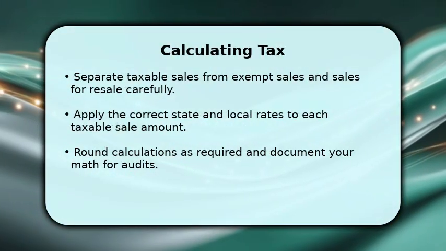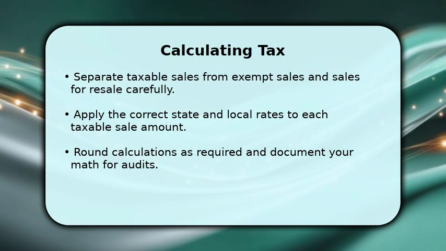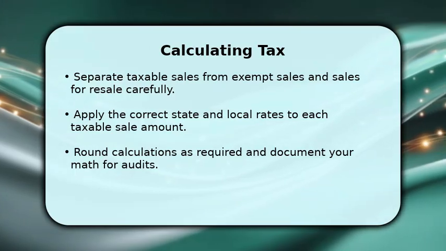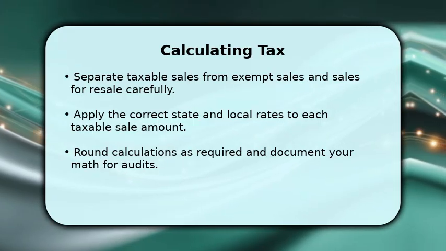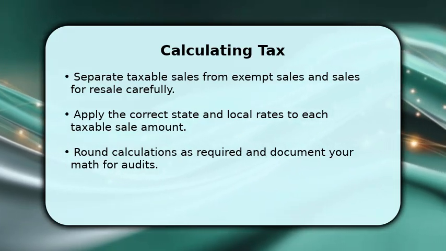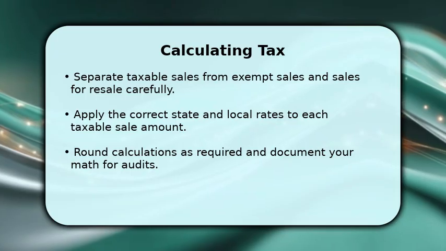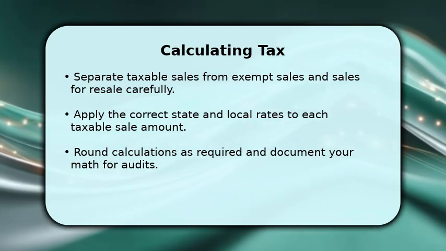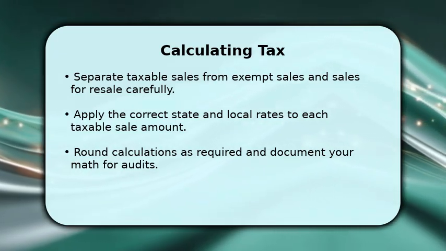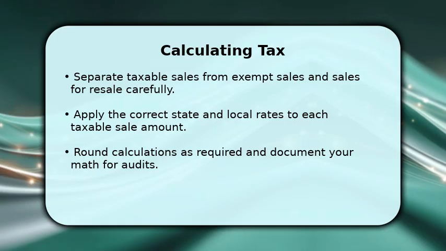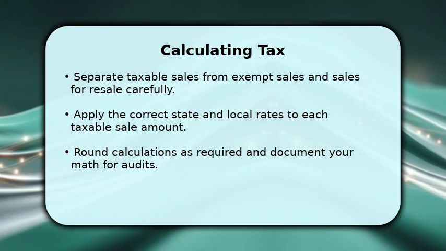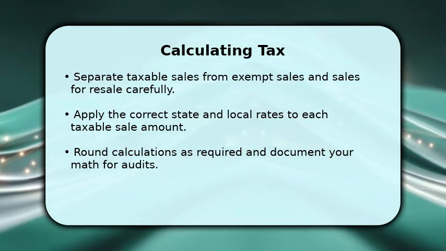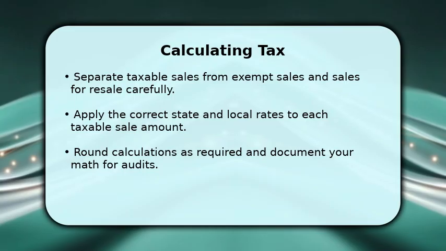Start by listing each sale and marking whether it is taxable or exempt, then total taxable receipts by county if needed. Apply the appropriate state and local combined rate to each taxable amount and calculate the tax due. Include any discretionary surtaxes, lodging taxes, or special district rates where applicable. Keep detailed records of each step, save calculation backups, and reconcile totals before entering numbers into the e-Services return form.